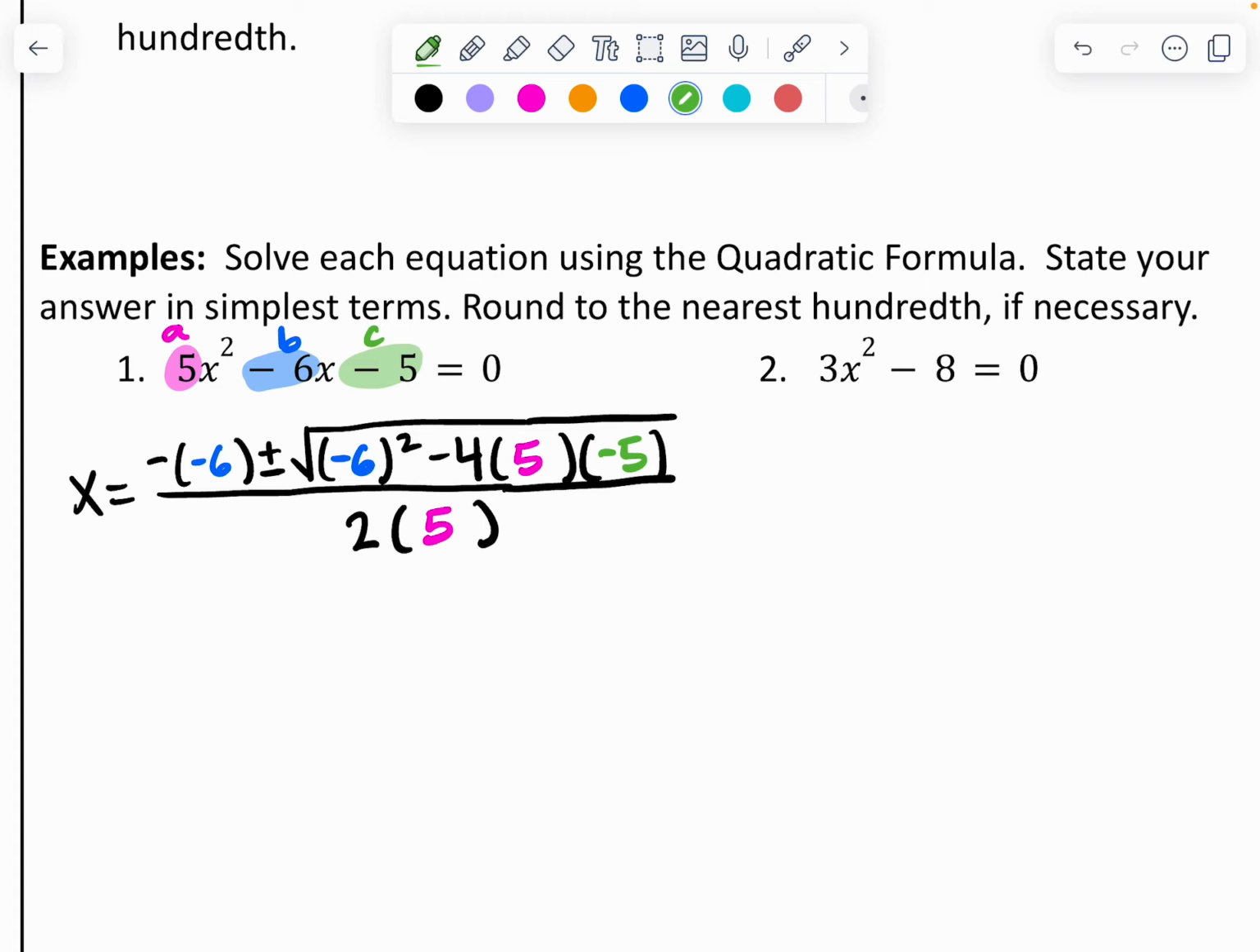So you're going to type this into the calculator 2 different times. The first time using plus, and the second time using minus. So pause the video here, go ahead and put those into your calculator, and you're going to round your answers to the nearest hundredth. Okay, so you should have gotten in your calculator that x is equal to 1.77 and x is equal to negative 0.57.